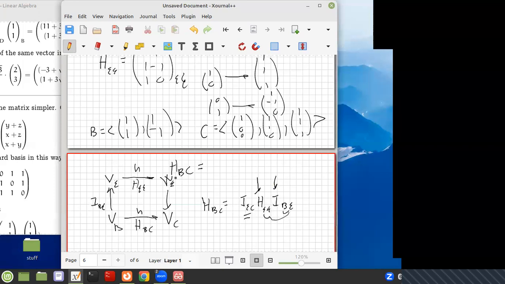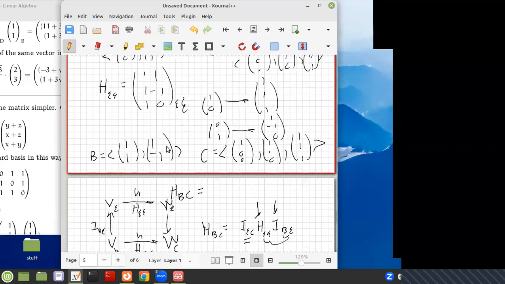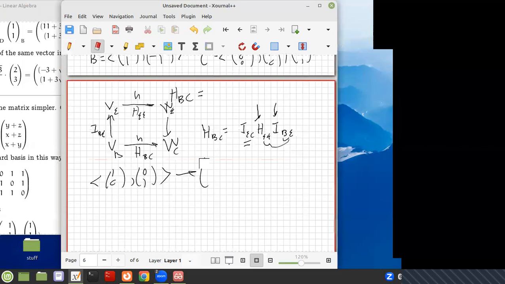Well, this is also W. This isn't the same space, so these are a little bit different. Okay, so we need the identity matrices from E to C and B to E. Well, E to C is from V. So what's the identity matrix from the standard basis to this basis, which we have already done.